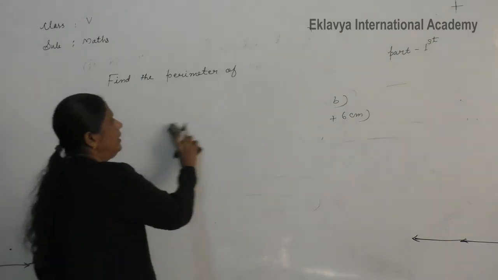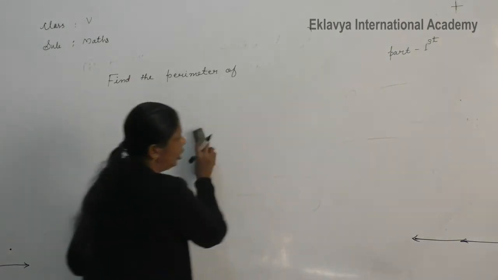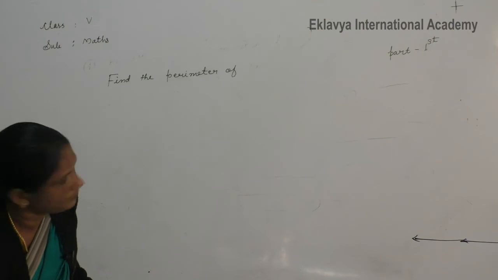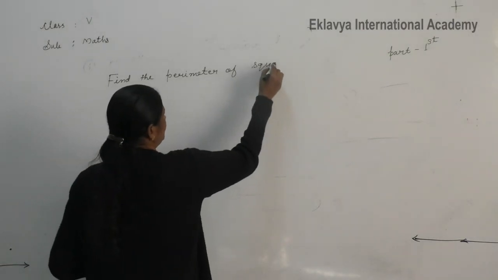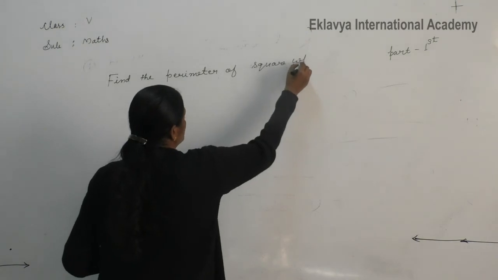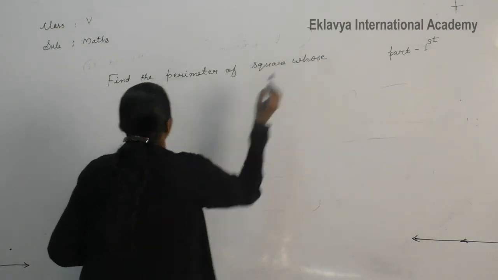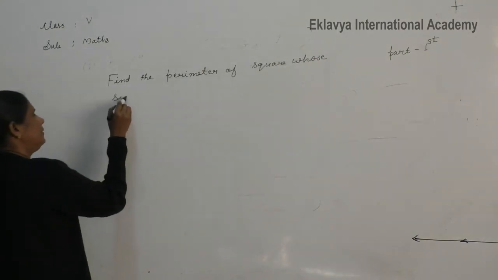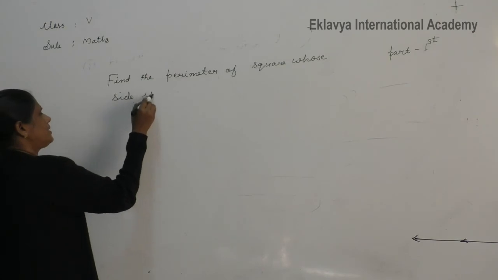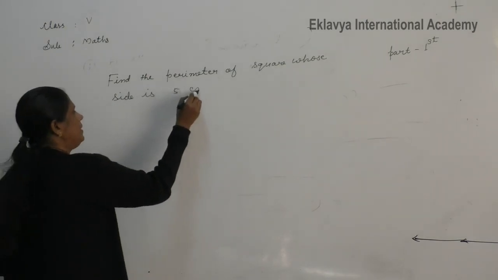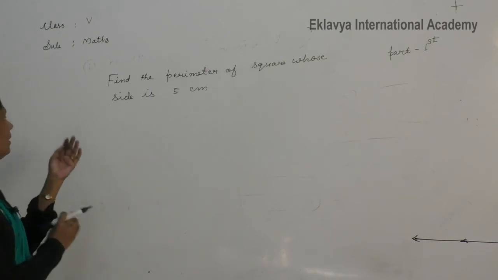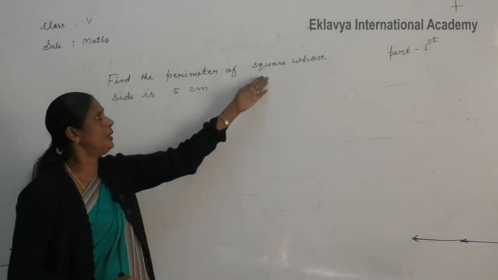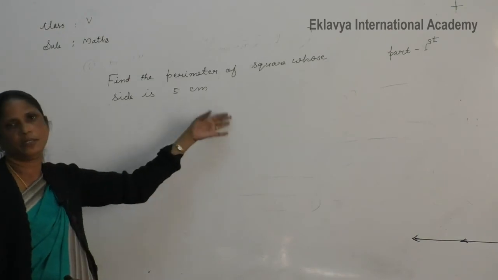Next, find the perimeter of a square whose side is 5 centimeter. What do you find? Find the perimeter of a square whose side is 5 centimeter.